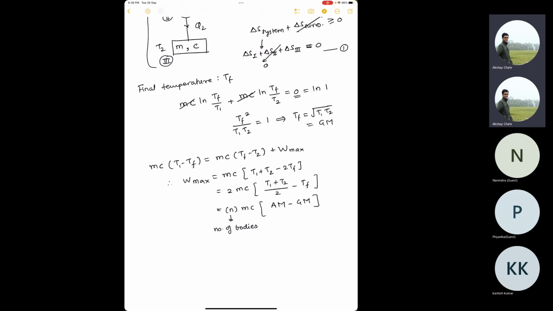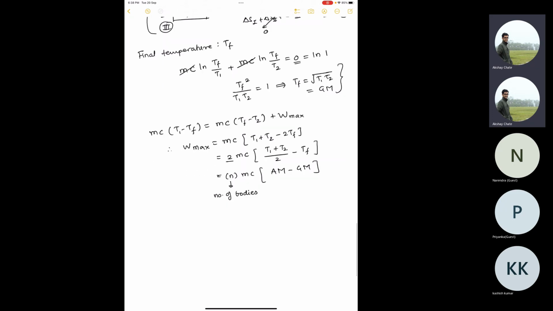So here there are 2 bodies, right? So n is 2. Arithmetic mean is (T1 plus T2)/2, and geometric mean is this, which we derived from the entropy increase principle. So this is how you go.